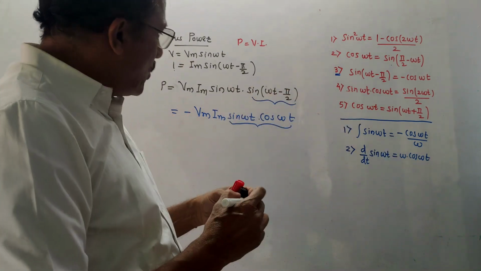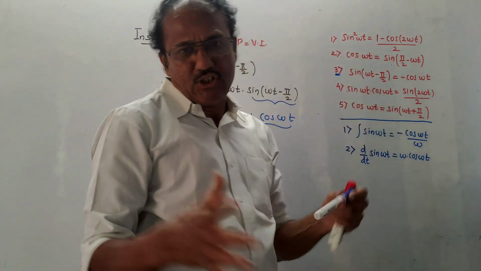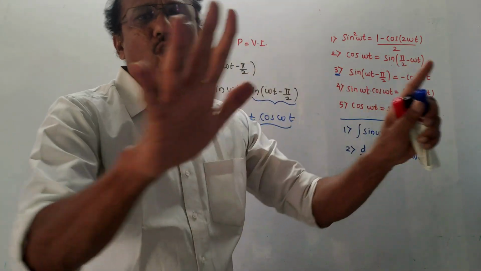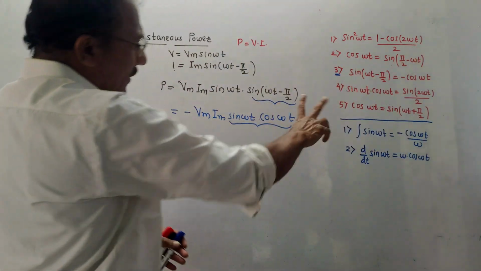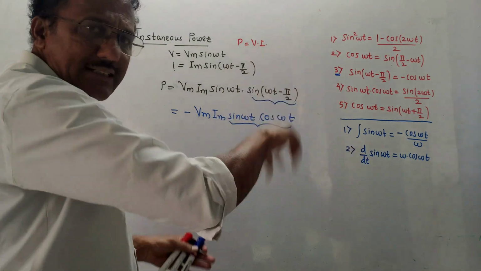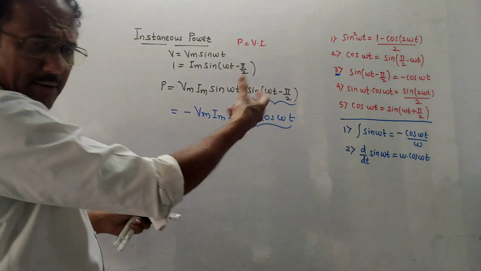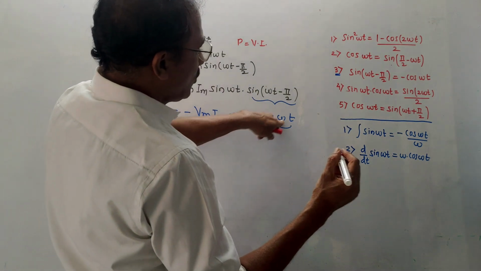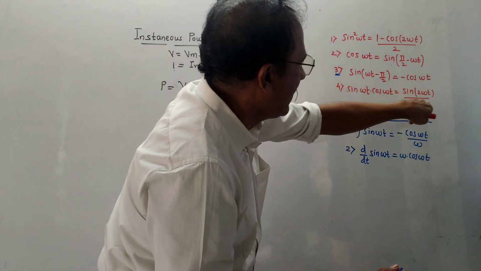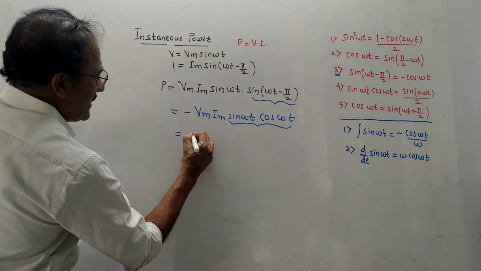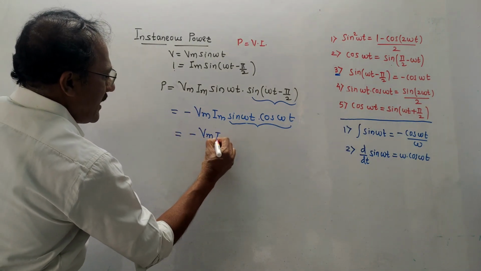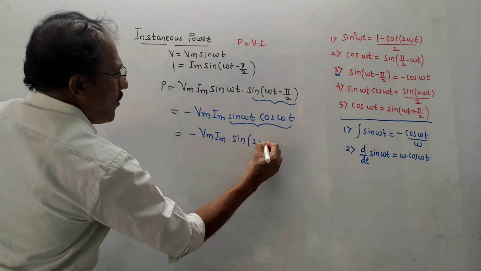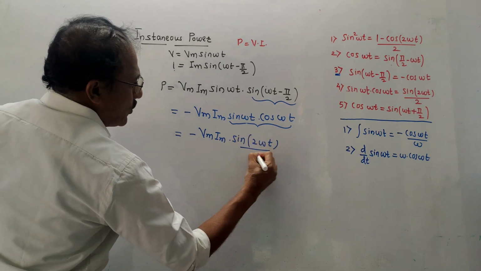How will you come to know in the exam that you have to make use of identities? Very simple: in the final equation, you should have only one term, either in terms of sin or cos. There should not be two different terms like sin and cos. So I'm making use of identities. Now for this sin omega t into cos omega t, I have sin 2 omega t upon 2. So this equation becomes minus Vm Im into sin 2 omega t upon 2.